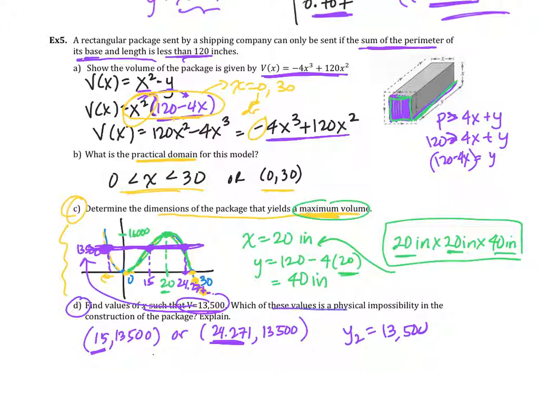So it says which of these values is a physical impossibility. That would be this negative one over here. And therefore, I'm not going to list it. Or you would explain, actually, that the negative 9.271 is the physical impossibility because you cannot have negative dimensions.